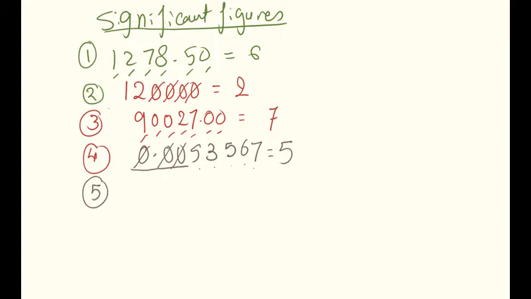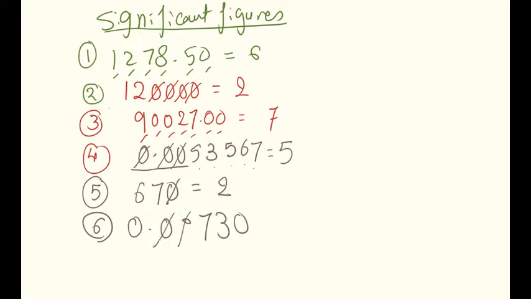Number 5: 670. This zero is non-significant. No decimal place. So only 2 significant figures. Number 6: 0.00730. All those zeros are non-significant because there is no non-zero number before them. So 7312. Again, here there is no decimal between the non-zero number and the zero, so also this is not significant. So 2 significant figures.